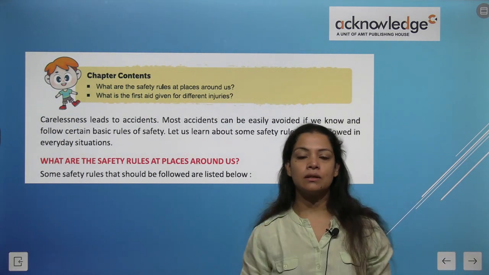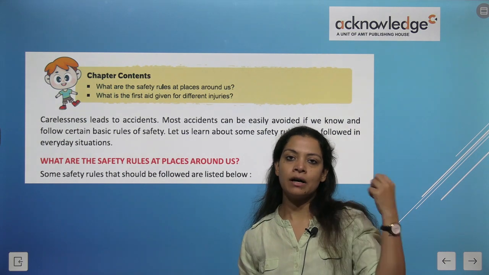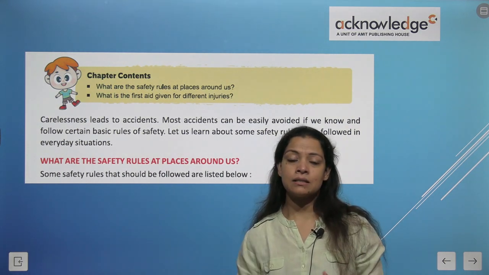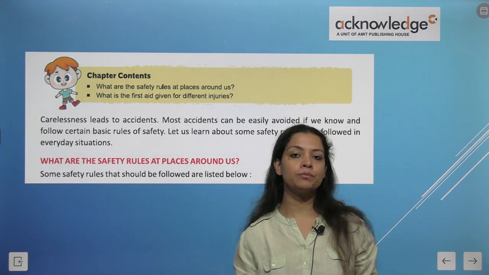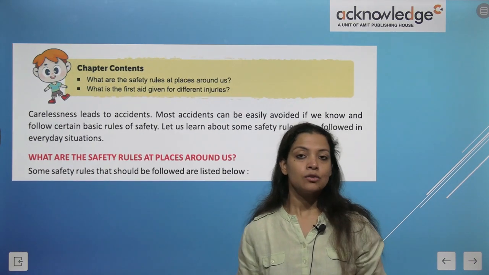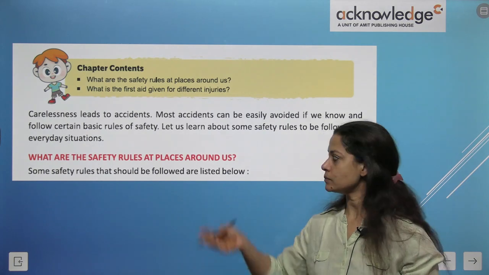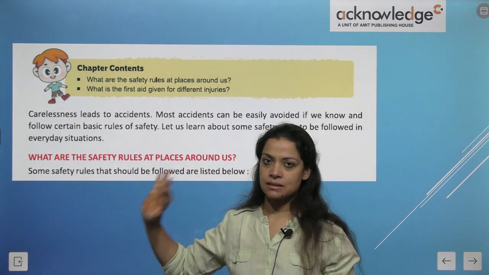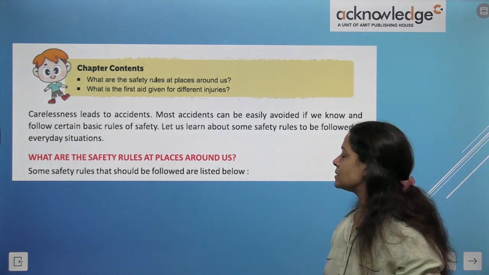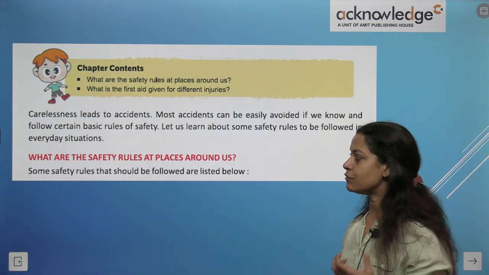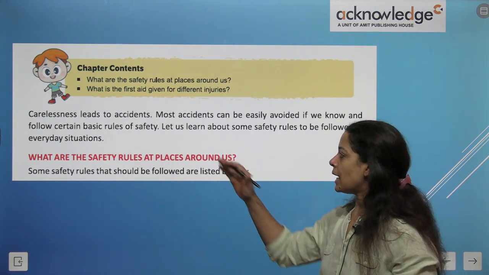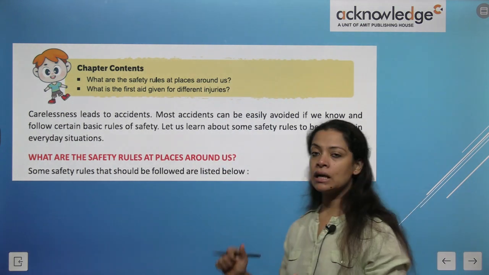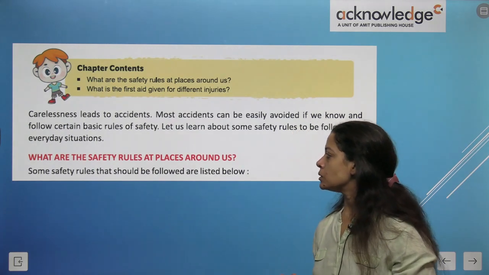So my dear students, we all have come across accidents, we hear about accidents, we read and we see in the newspapers about accidents. So how do accidents happen? Accidents have only one reason, that is carelessness. Alright. So most accidents can easily be avoided if we are careful and if we follow certain basic rules for safety. So let us see what are those safety rules.